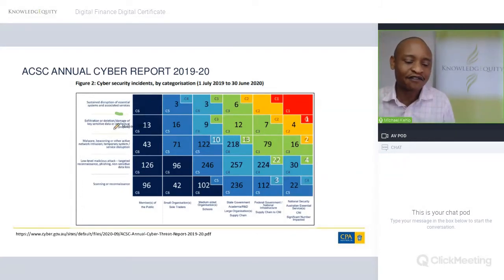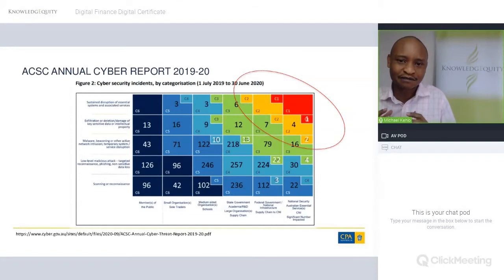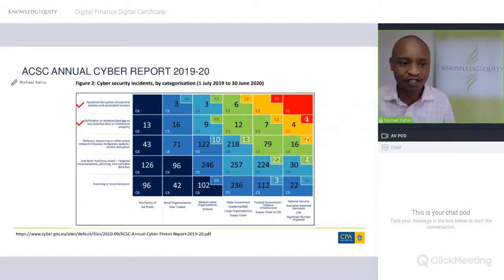Now, the next one that has a very significant impact is the deletion or damage of key sensitive information, and this includes intellectual property. So you can see that those are the key, most severe incidents. You will also see down here that it's the state and federal government offices, as well as large organizations, that really feel that significant impact when it comes to those incidents. So those are the two key most severe incidents reported to the ACSC.